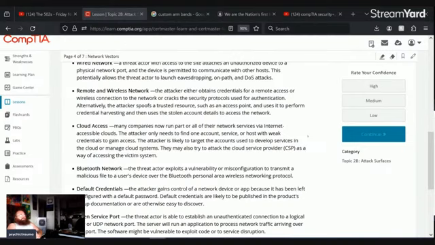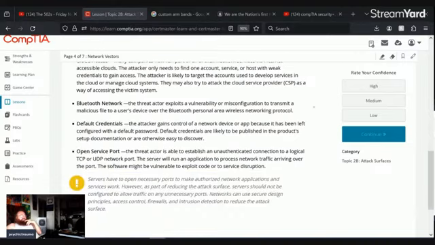Default credentials: the attacker gains control of a network device or app because it has been left configured with a default password. Default credentials are likely to be published in the product setup documentation or are otherwise easy to discover.